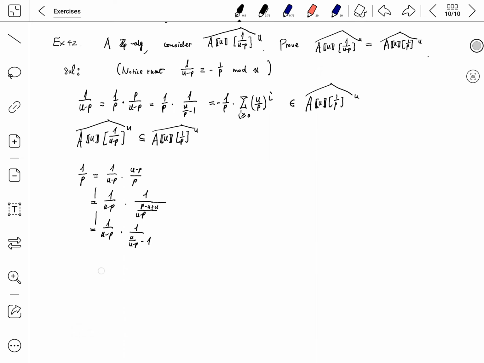So this could be written as u minus p times, up to changing the sign, the summation for i bigger or equal than 0 of (u over u minus p) to the power i. And this is an element in the u-adic completion of adding 1 over u minus p, because again this is a Cauchy sequence for the u-adic topology. And so, for a similar reason, we also prove this direction holds, and so this is an equality.